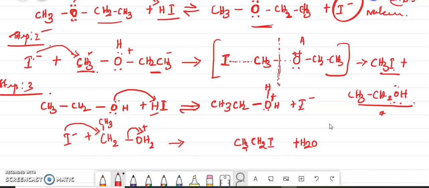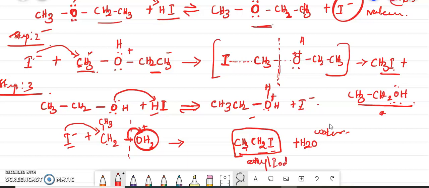So the ionization of iodide happens here, and this nucleophile reacts with this particular compound. This bond will move here, so that H2O is eliminated. That means water is eliminated here. The remaining compound is CH3CH2 with iodide, so CH3CH2I. This is ethyl iodide. Ethyl iodide is the final product of this reaction.